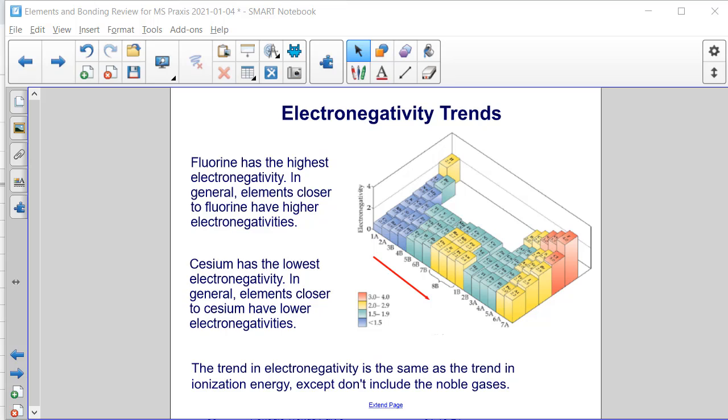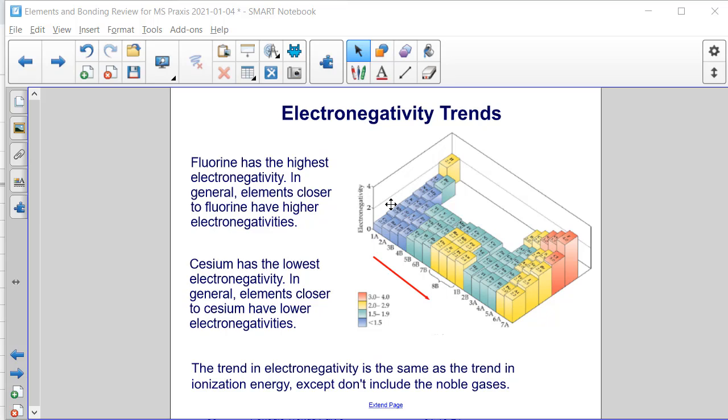Here's a visual to look at these electronegativity trends. Fluorine, right here, which is the top right of the periodic table, has the highest electronegativity at 4.0. In general, elements that are closer to fluorine here in the top right of the periodic table have higher electronegativities. And way down here in the bottom left corner, cesium has the lowest electronegativity. In general, elements closest to cesium, or in this bottom left corner, have lower electronegativities.